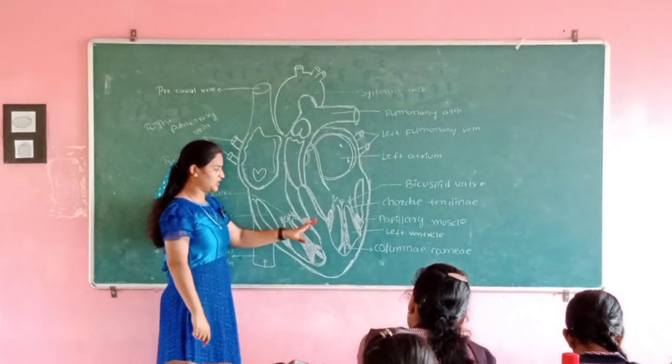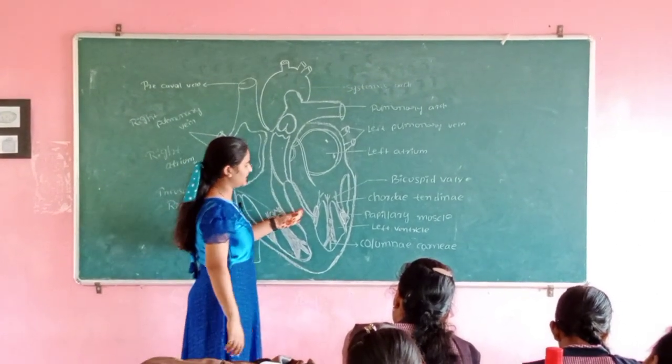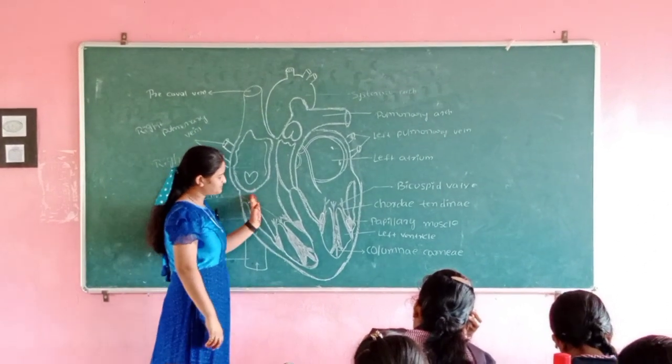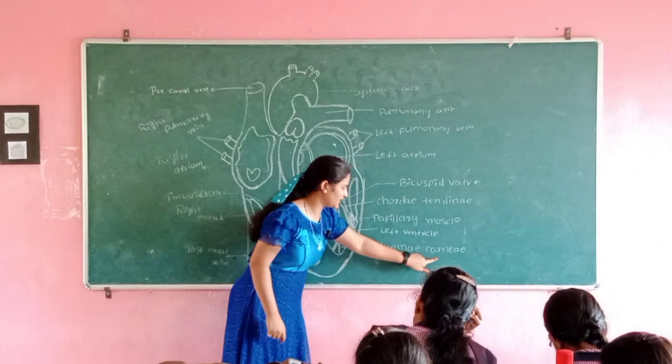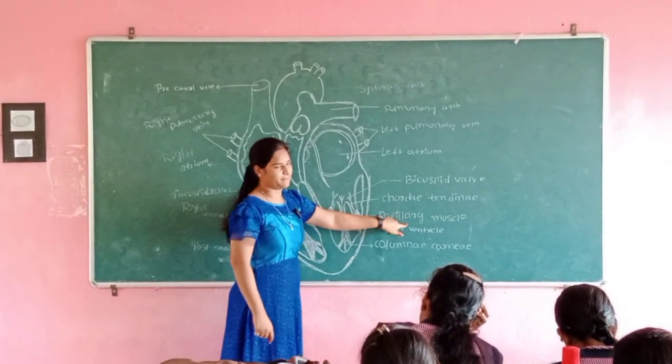Ventricles are thick walled structures. So left ventricle has thicker walls than right ventricle. So ventricles have rigid structures called columnae carneae. So these have small conical structures that are called papillary muscles.